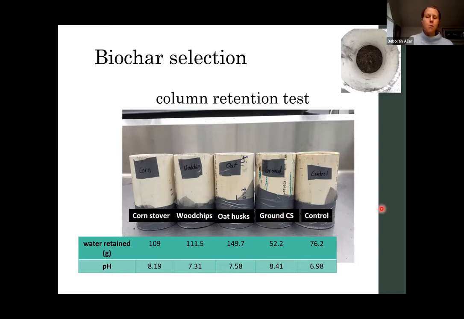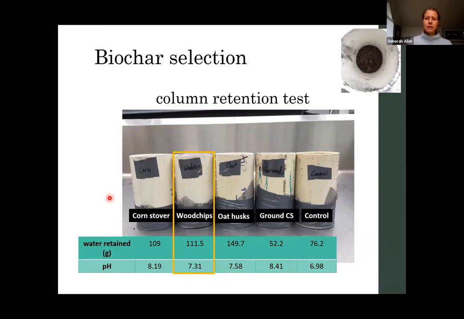And then we just had our control, and we were simply doing a gravimetric measurement: adding a known amount of water, weighing these columns, and figuring out the difference, which ones retain the most water. What we found is that we ended up choosing the wood chip biochar, this hardwood biochar. That was because, not necessarily that the water retention was the greatest, because you could see it's less than what it was for oats, but the pH was more neutral compared to the other ones, which were slightly higher.